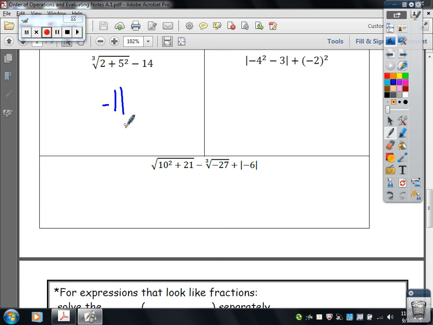The absolute value? Okay, so absolute value, go over. There's absolute value. So it says negative 4 squared, so I do negative 4 squared minus 3, and then that's the end of the absolute value, so I close it. And then it says plus parentheses, negative 2, close parentheses, squared. So clear that, and then you probably have to do the whole thing again.